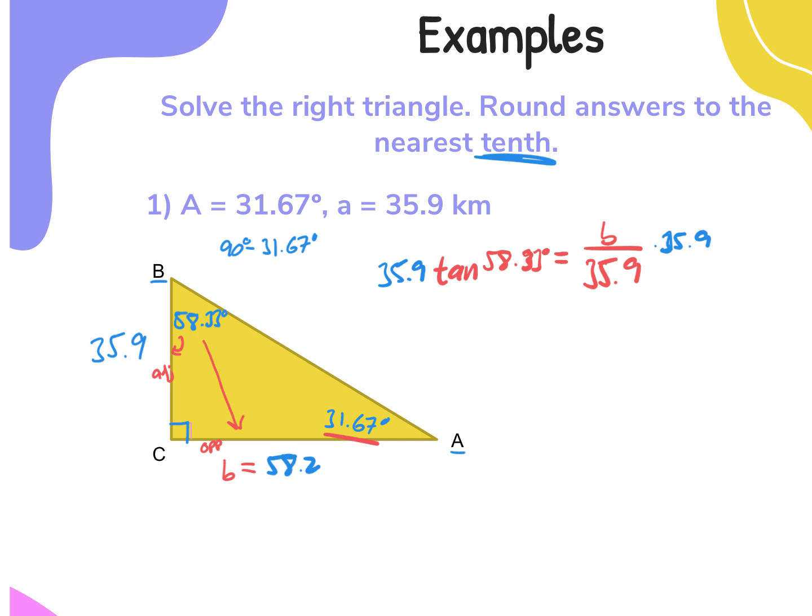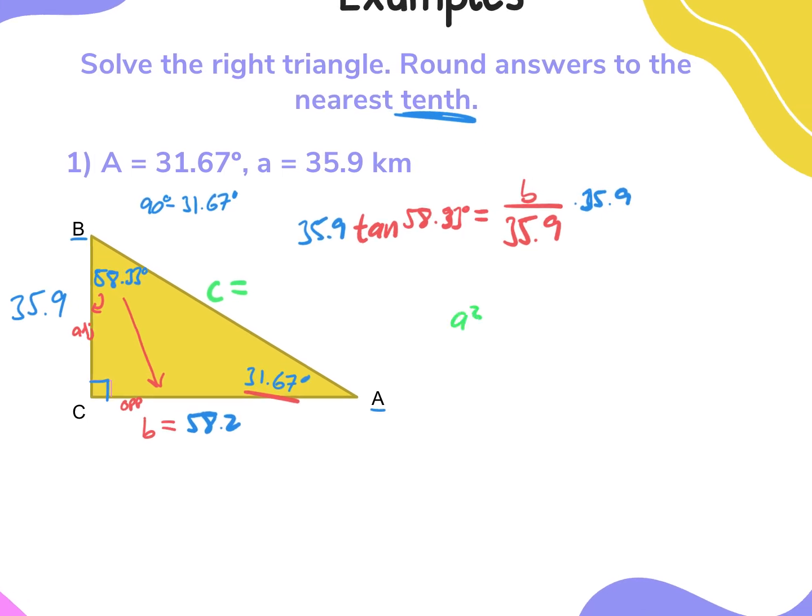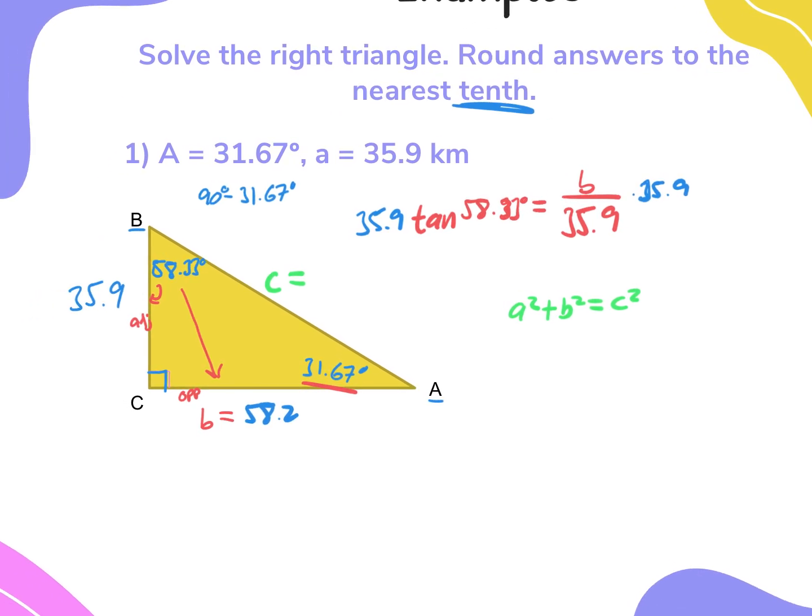All right, so then from here, we can do either another trig function if we wanted to, or we could use the Pythagorean theorem to find our last side. The last side that we're missing is the hypotenuse. So if we're missing a hypotenuse, I can do a squared plus b squared equals c squared to try to find it. So why don't we try that here? All right, so I try that, and we're going to do 35.9 squared plus 58.2 squared. All right, so we can plug that into our calculator.